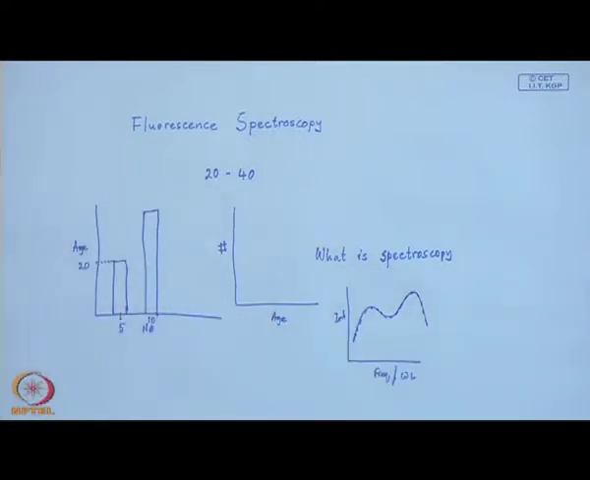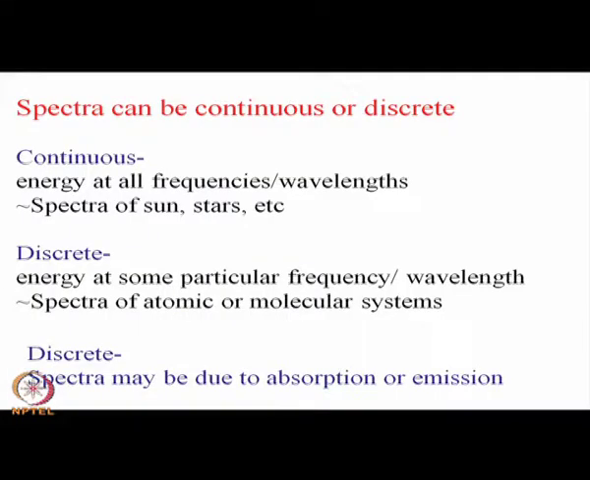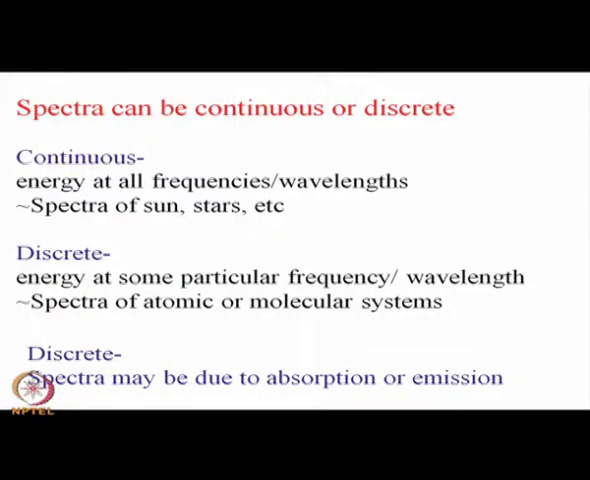Now spectra can be continuous or discrete. Continuous spectra means we get energy at all frequencies or wavelengths, for example the spectra of the sun or of stars. There is another kind, called discrete spectra. In that case, we get energy at some particular frequencies or wavelengths. In spectra of atomic or molecular systems, certain frequencies are available and certain frequencies are not available. These are called discrete spectra.